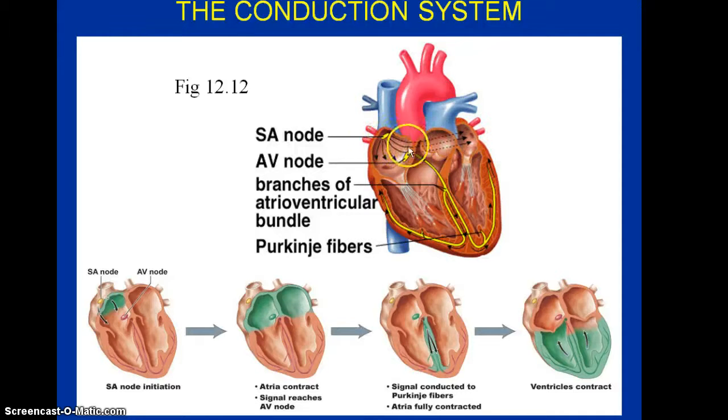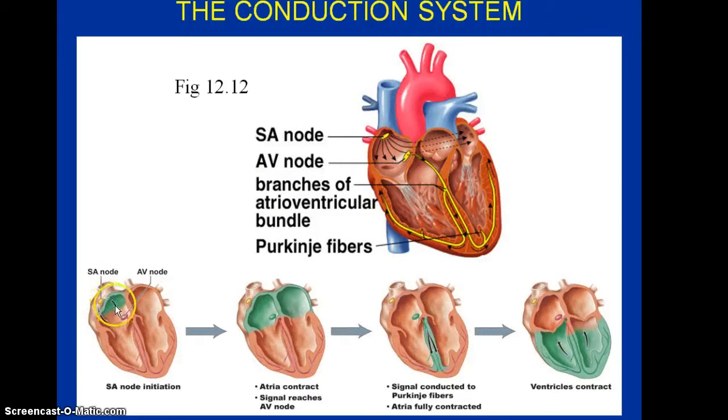At the same time, the signal is sent to the AV node. The AV node generates an electrical signal which then travels down what's called the AV bundle or bundle branches, traveling down the septum of the heart, and then into the Purkinje fibers which line the walls of the ventricles. Once the signal reaches the Purkinje fibers and the walls of the ventricles, the ventricles contract. That sequence of events and electrical stimulation is shown here in this diagram.